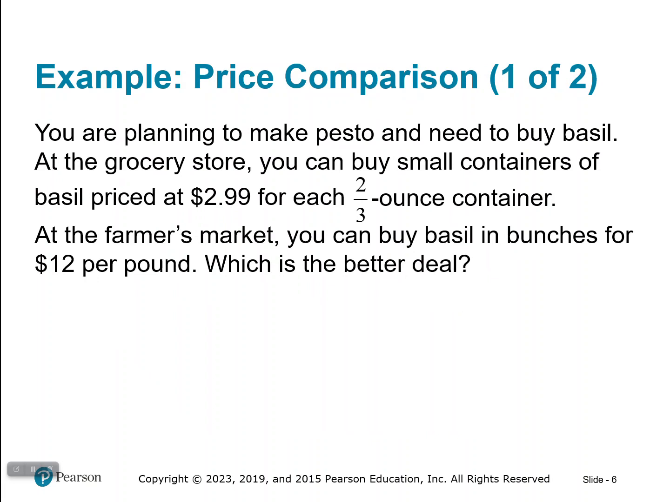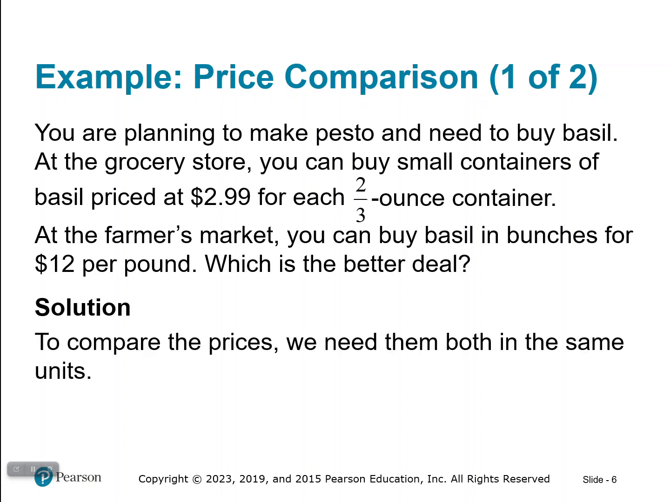All right, let's talk about food. You're planning to make a pesto and need to buy basil. At the grocery store, you can buy small containers of basil priced at $2.99 for each 2/3 ounce container. But at the farmer's market, you could buy basil in bunches for $12 per pound. Which is the better deal? If you've only got $3, you go for the one in the store, but that's not what this class is about. To compare the prices, we need them both in the same units.